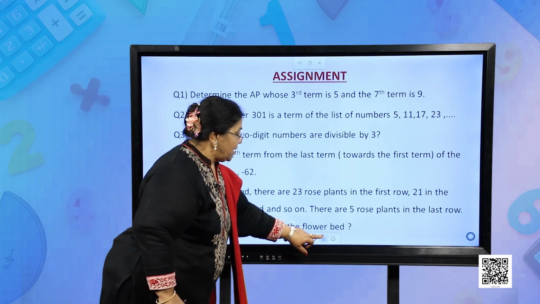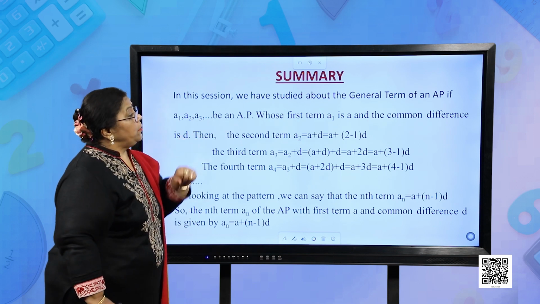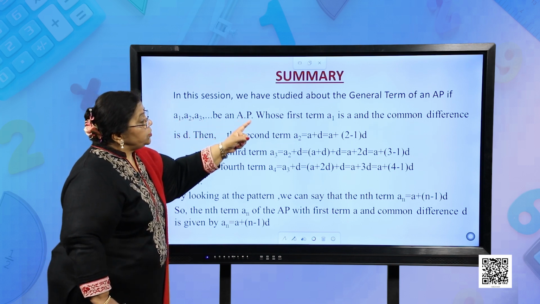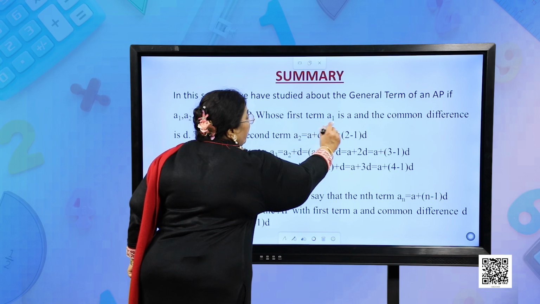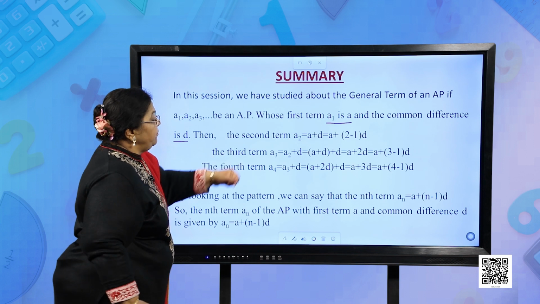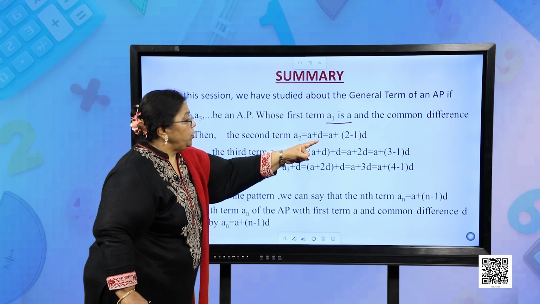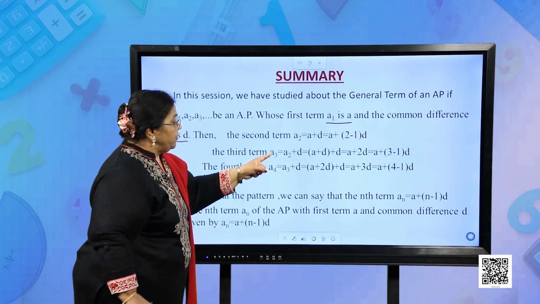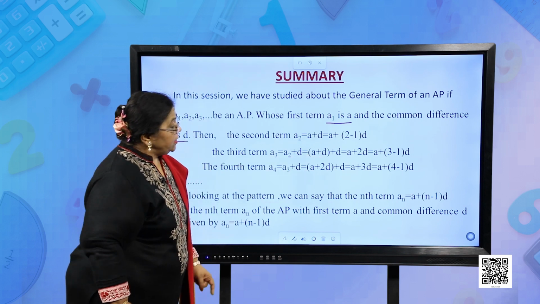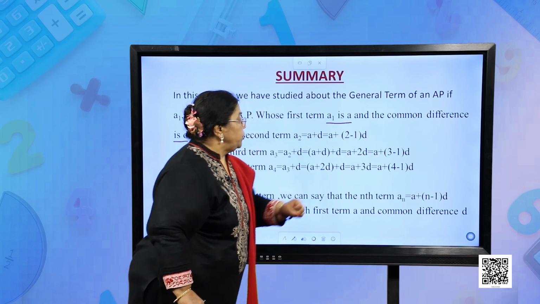Now, let us look into the summary of what we have discussed in this session. Here we have studied about the general term of an AP. If a1, a2, a3 be an AP whose first term a1 is a and common difference is d, then the second term a2 is equal to a plus d, that is equal to a plus 2 minus 1 into d, and third term a3 will be a2 plus d. I can write it as a plus 2d, which can be expressed as a plus 3 minus 1 into d.